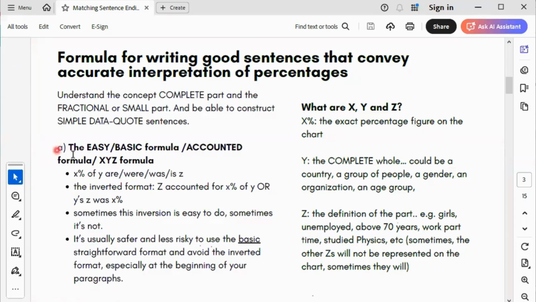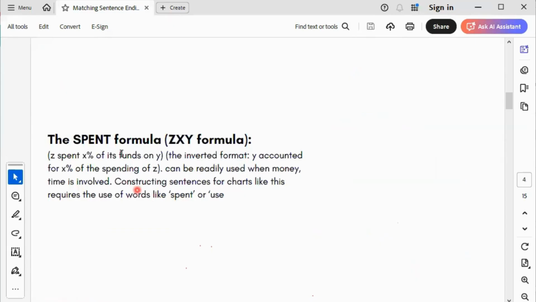Or we can call it the basic formula. The easy formula or the basic formula, some people call it the account formula, or we can also call it the XYZ formula. Okay, that's the first formula I'm going to talk about. And then the second formula, this one is not commonly used. There is a certain condition for you to use this second formula.